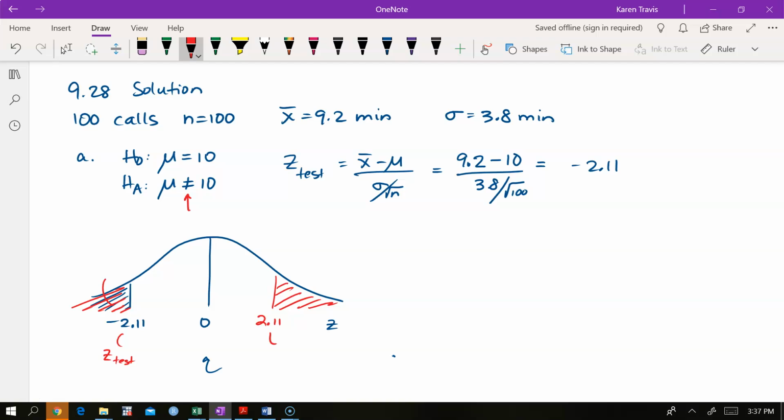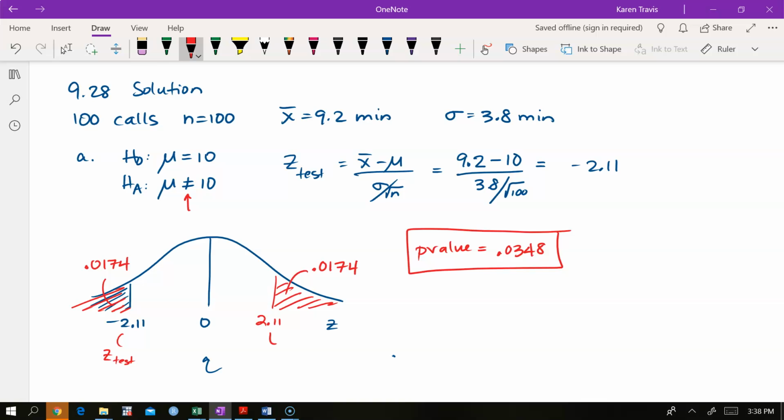So the size of one area is 0.0174. So this one is also 0.0174. So the p-value is a total of the two, or 0.0348. So in sum, it would be only one tail if it's a one-tailed test for p-value, but because it's a two-tailed test, the p-value is also two tails.